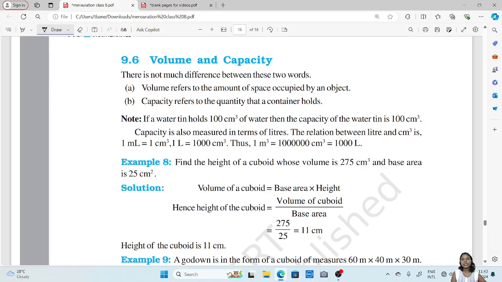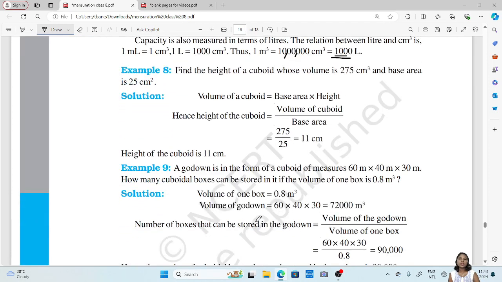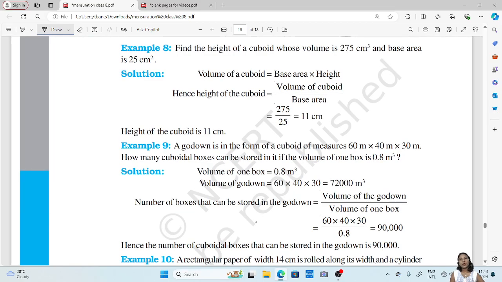So here are a few of the things we need to know. 1 ml is 1 centimeter cube, 1 liter is 1000 centimeter cube, and 1 meter cube comes to 10 lakh centimeter cube, that is also equal to 1000 liter. Now let's try to quickly solve these problems.